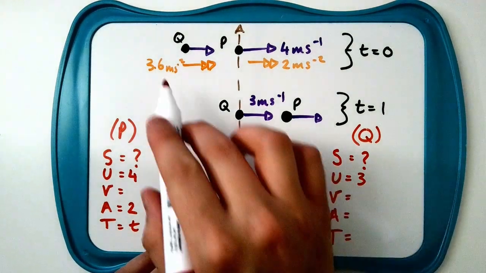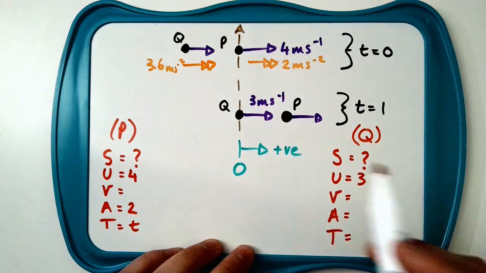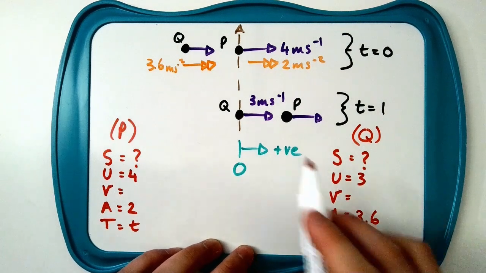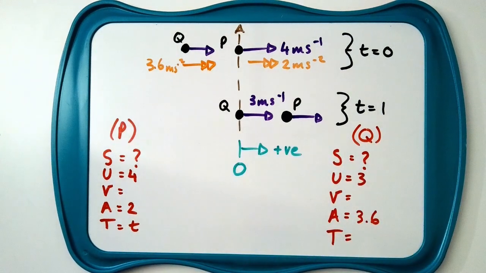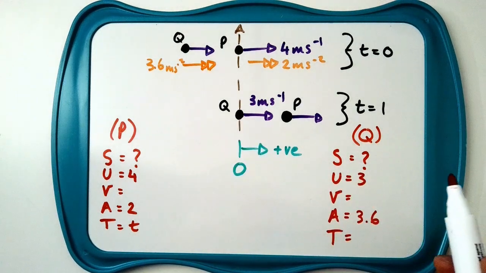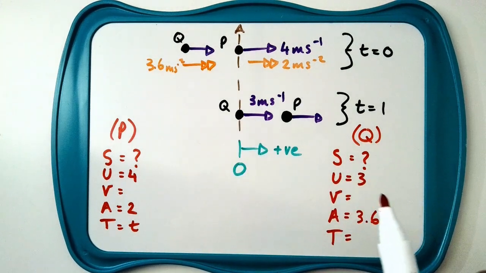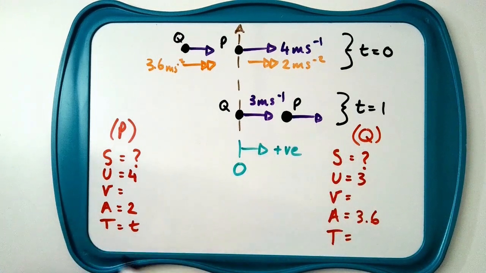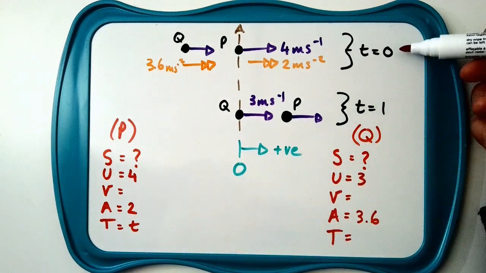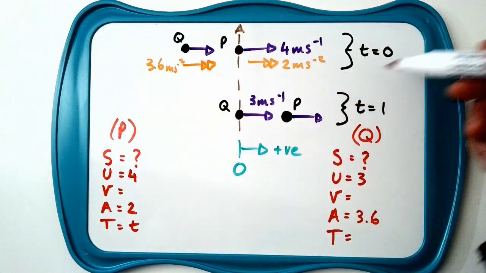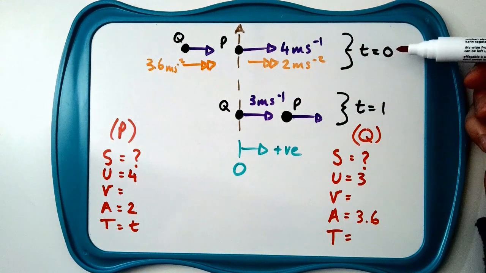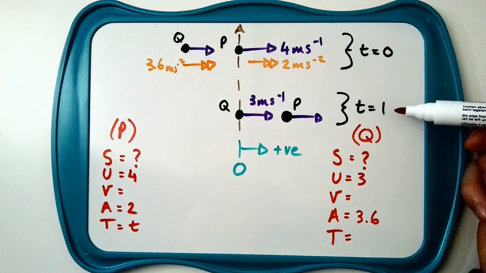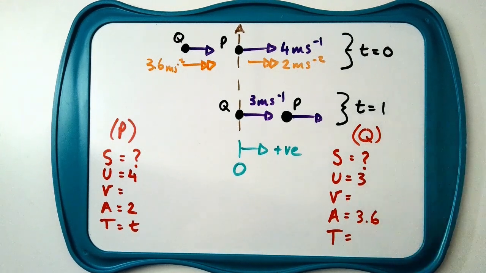We know its acceleration. Acceleration is constant, so it's going to be 3.6. And we also know the t. Now, when it passes point A, t is not going to be the same as here, because t equals 0 is this top situation. This bottom situation is a different situation, which is 1 second later. So that affects what we put for t here.